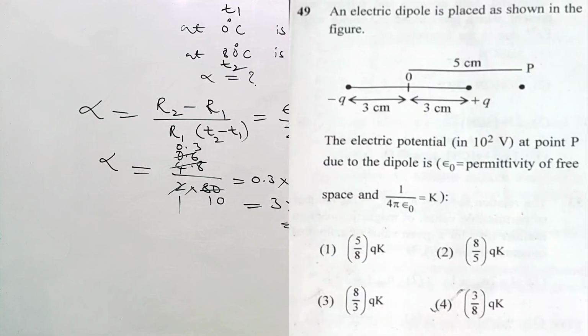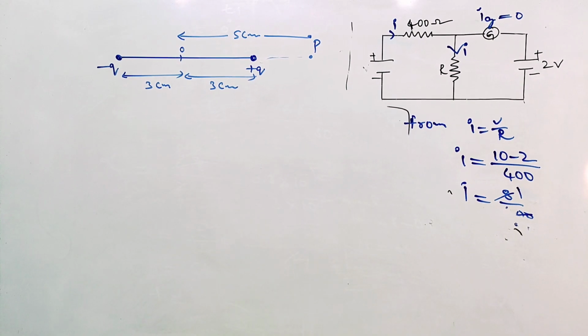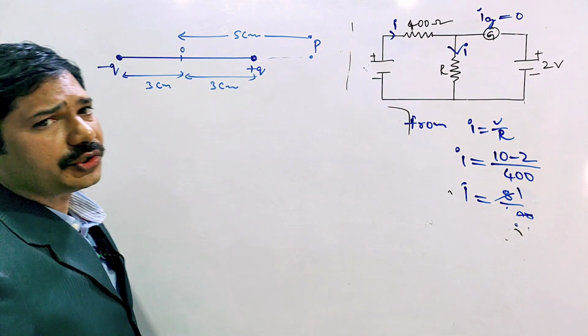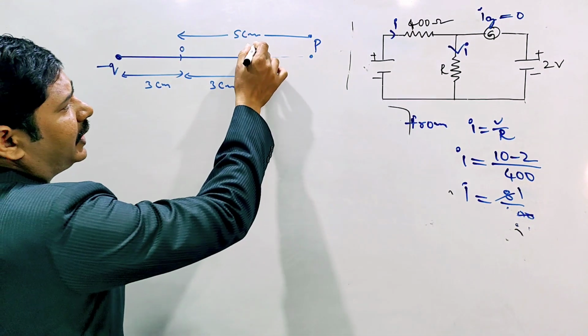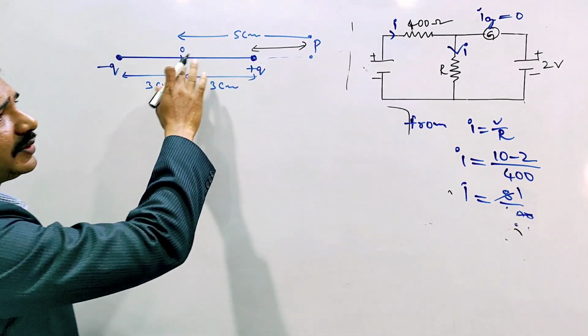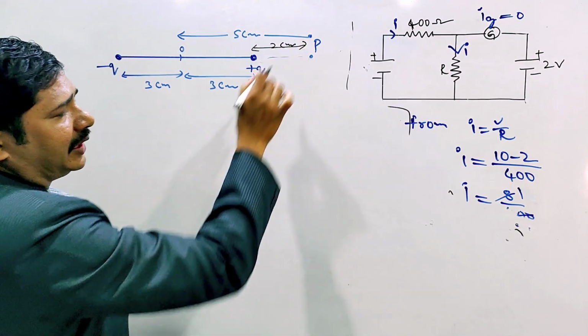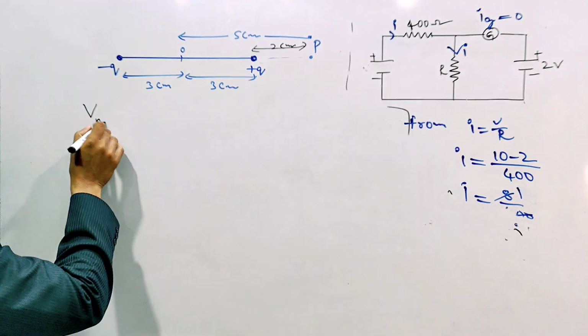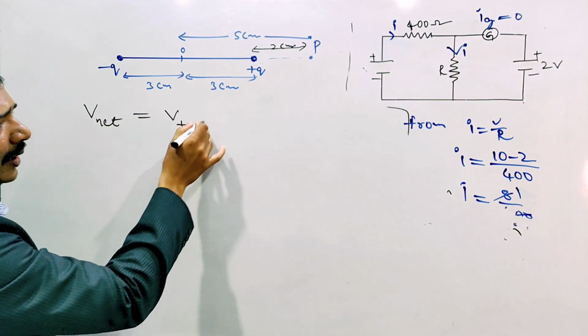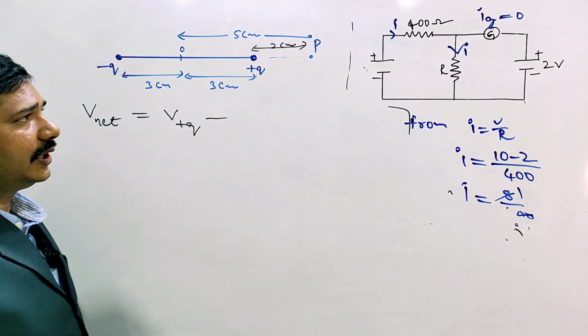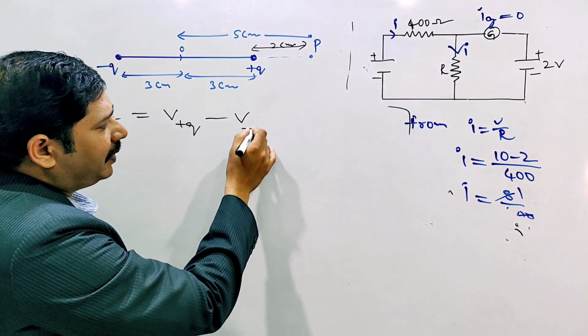An electric dipole is placed as shown in the figure. The electric potential in 10 to the power of 2 volts at point P due to the dipole is, within the bracket, 1 by 4 pi epsilon naught taken as K. In this, the potential due to plus Q charge. Here the distance is what? The total from center to P is 5 centimeter. So the 3 centimeters I am removing, what happened? 2 centimeters. So here V net, the net potential, we can take plus Q. Why? Because the positive charge is nearer to the point P. Plus Q minus, I am taking minus Q.